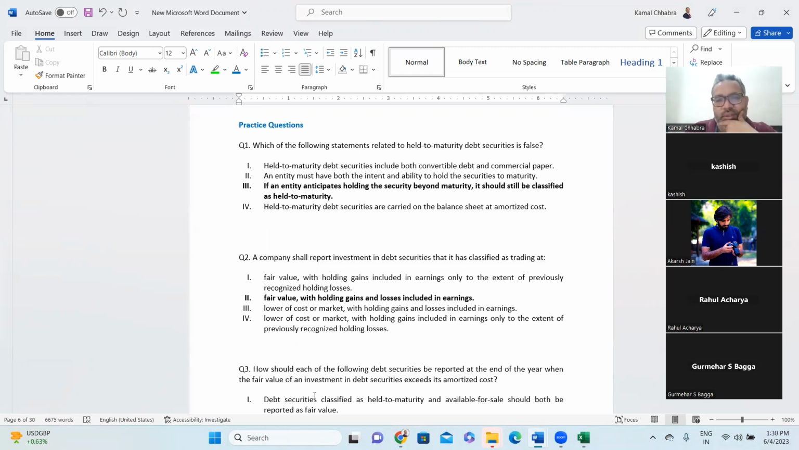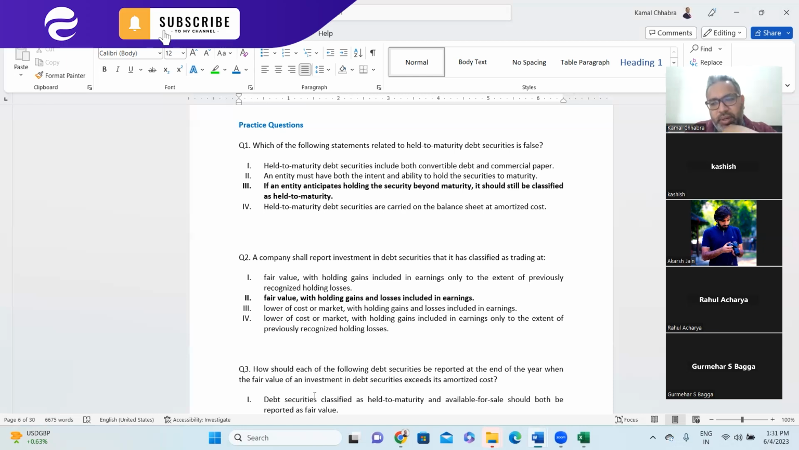It can be considered as held to maturity, that after maturity it can convert into equity. Right. Second is, an entity must have both intent and ability to hold the security. Fourth one is, held to maturity debt securities are carried on the balance sheet date at amortized cost. This is also right.